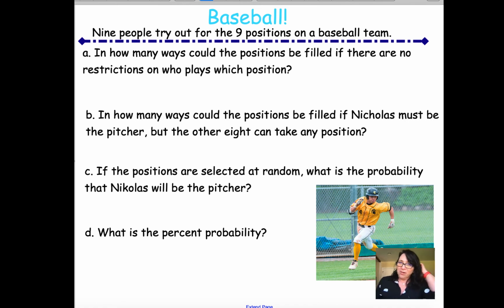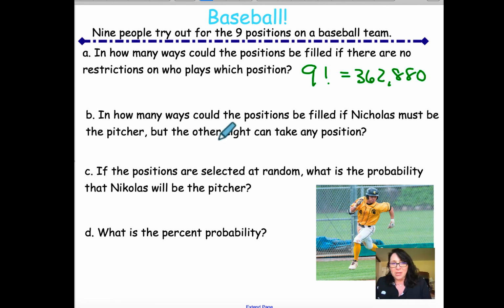For baseball, now this is a little bit different. We have 9 different people trying out for 9 positions on the baseball team. How many different ways could those positions be filled? There's no restrictions, so in this case, we have 9 factorial, okay? So we basically have 362,880 choices for these baseball players on the baseball team.